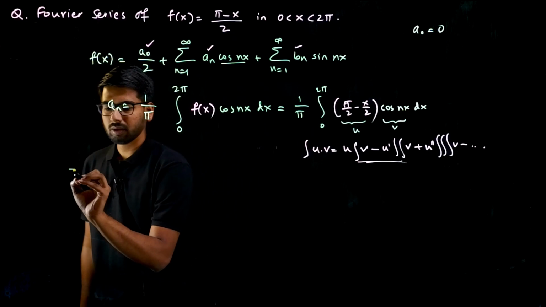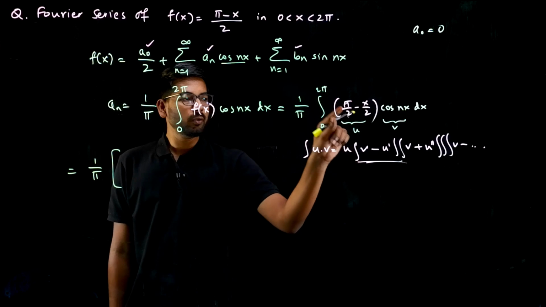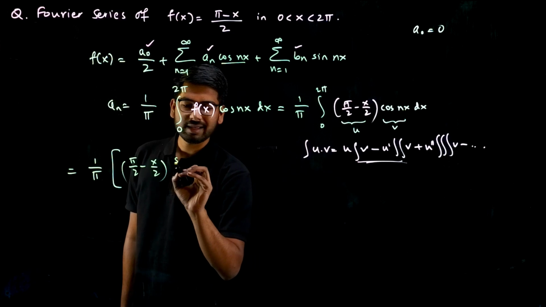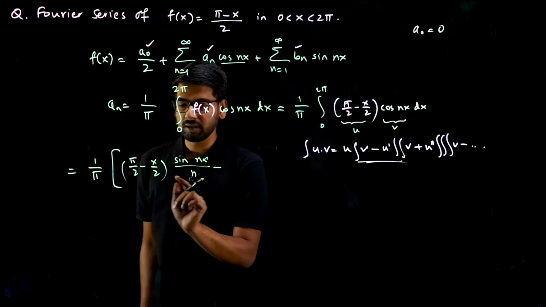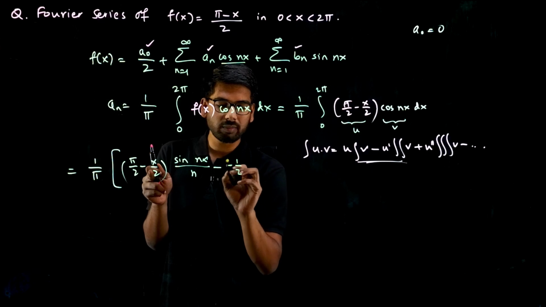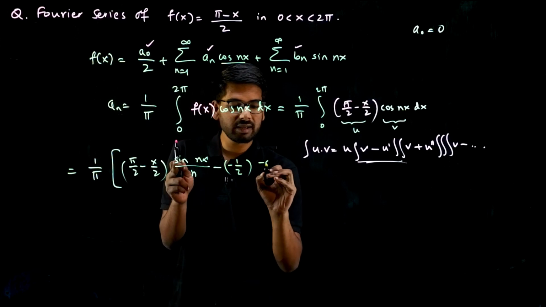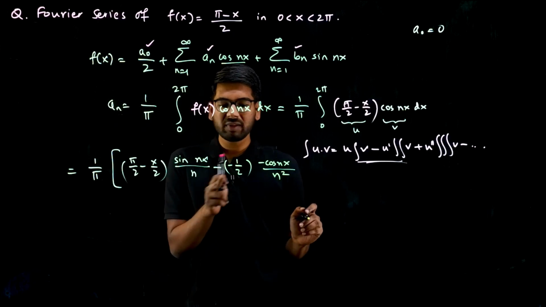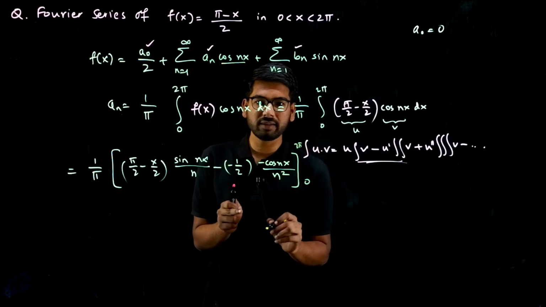So what will you get? 1 by pi as it is, open a bracket, u into integration v. U is pi by 2 minus x by 2. Integration cos nx is sin nx by n, minus u dash. U dash is differentiation of this. Differentiation of pi by 2 is 0. Differentiation of minus x by 2 is minus 1 by 2. Into 2 times integration of cos nx, or 1 time integration of sin nx, which is minus cos nx by n, and this n will become n square. Okay. Plus if you integrate this, it will become 0. So only this much is enough. So from 0 to 2 pi.